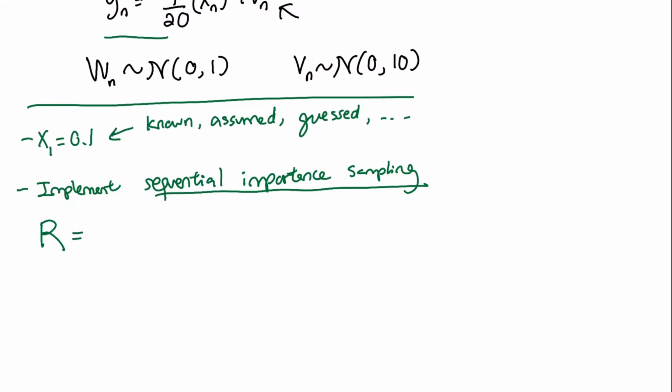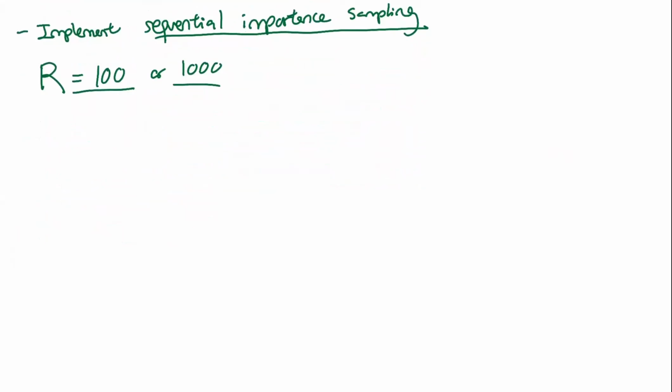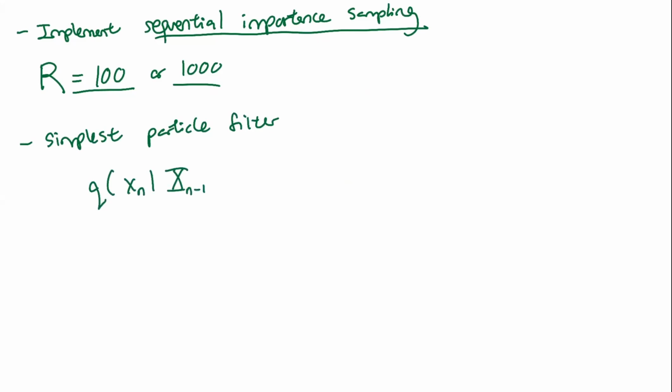So here you could say, well, I'll just pick some number, say 100 or 1,000, some number which is at the limit of your computation power. And we're going to use the simplest particle filter, which means that the importance distribution I'm going to use is just the state transition distribution.